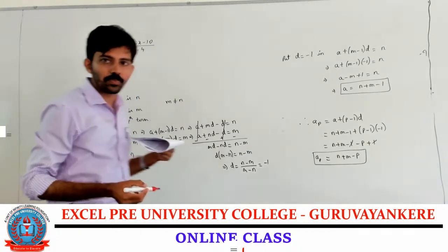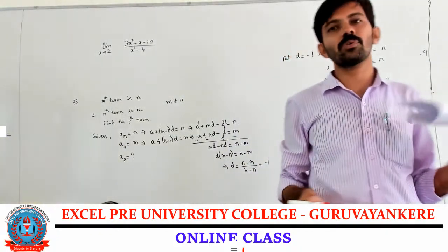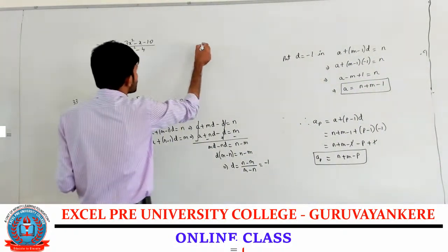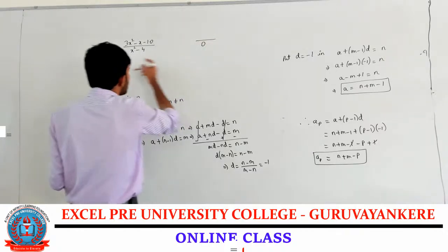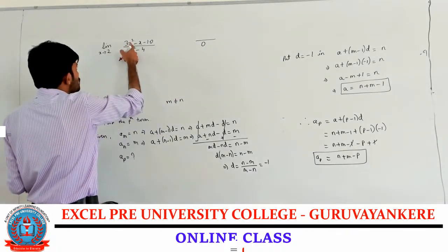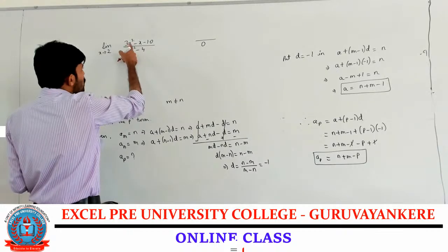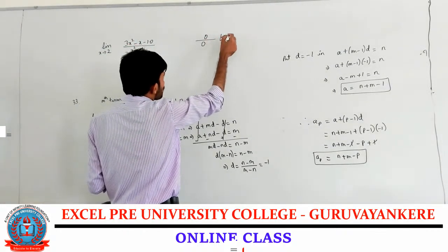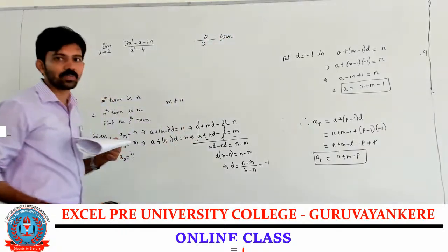x tends to 2. If you directly apply the limit, what do you see? x equal to 2, 2 squared is 4, 4 minus 4 is 0. Denominator is 0. Numerator is 3 into 2 squared, 2 squared is 4, 4 into 3 is 12, 12 minus 2 is 10, 10 minus 10 is 0. 0 by 0 form, correct?